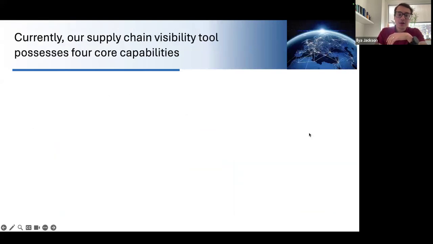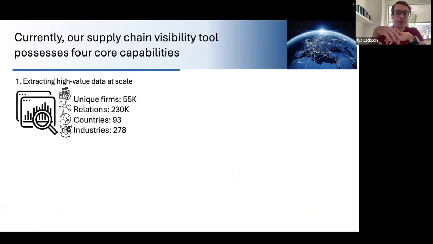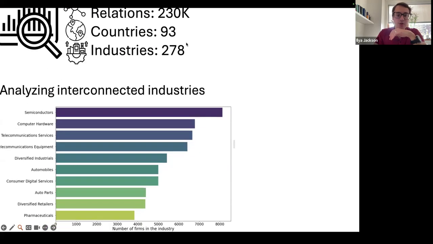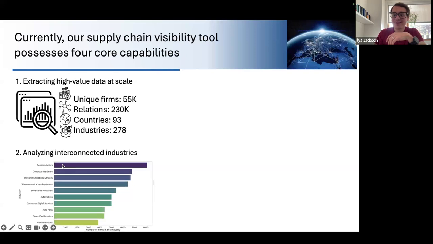To give a snapshot of the data I already collected with the procedure I explained, I could get information on 55,000 companies from publicly available data sources. In total, I know 230,000 connections, supplier-customer relations, 93 countries in my database, and more than 270 industries. Looking at industry specifically, more than 8,000 companies in the database belong to the semiconductor sector, but we also have computer hardware, automotive, pharmaceuticals, auto parts, pretty much all sectors, but the focus was on electronics and semiconductors. That's why I mostly have companies in this area.